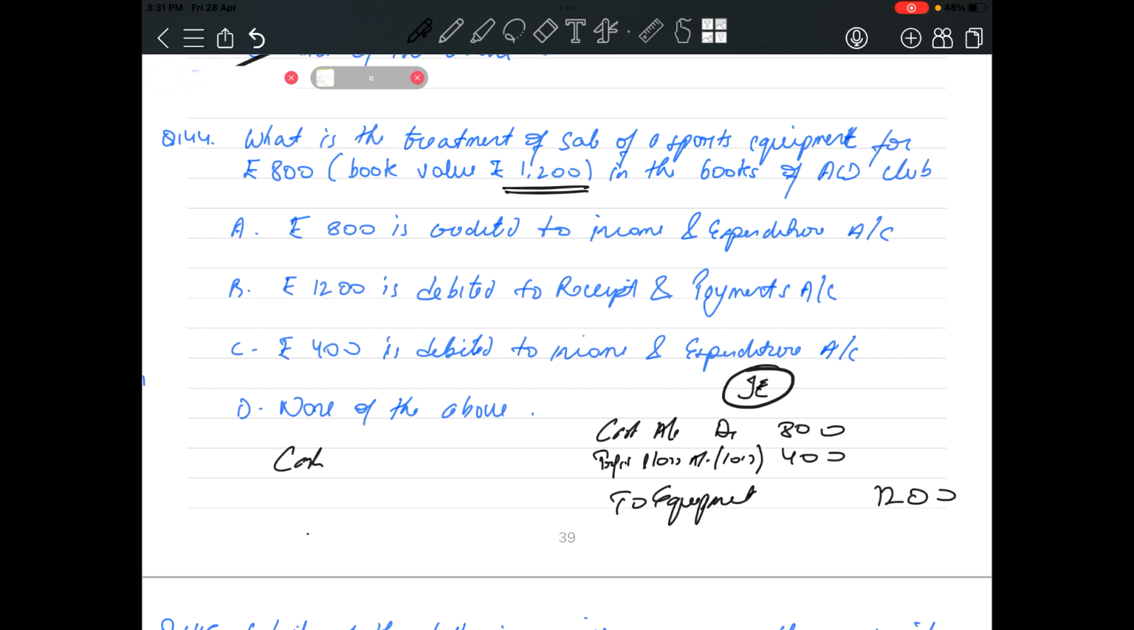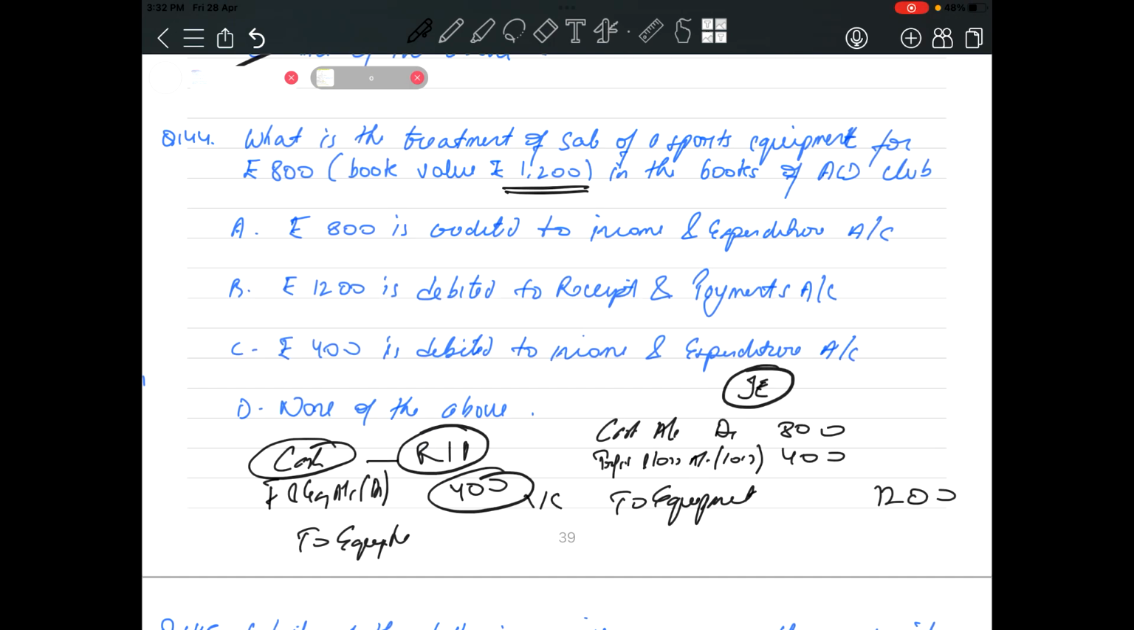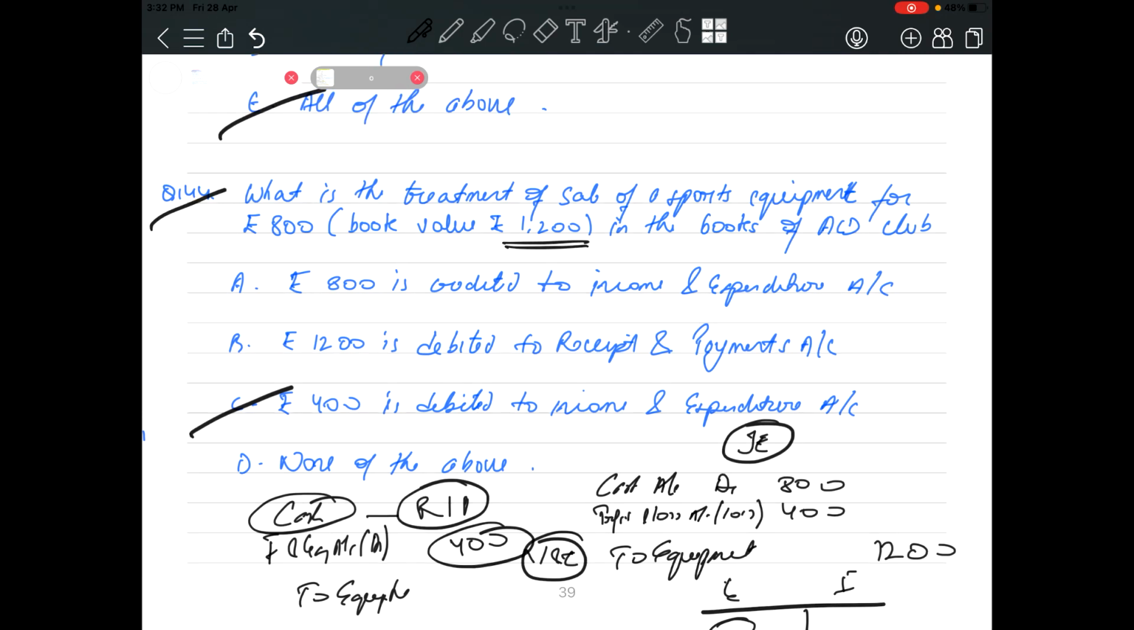Now in case of an NPO, where will it go? It will go to the income and expenditure account. Debit side of income and expenditure account, 400 rupees, right? This cash will go to the receipt and payment account, and this 400 will go to the income and expenditure account. So I guess point number C is the right option for the answer. Rupees 400 is debited to income and expenditure account. Debited means it goes to the expenditure, the debit side of income and expenditure account. I hope this is clear to you. So we are done with question number 144.